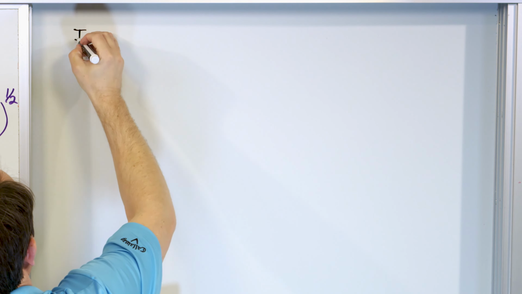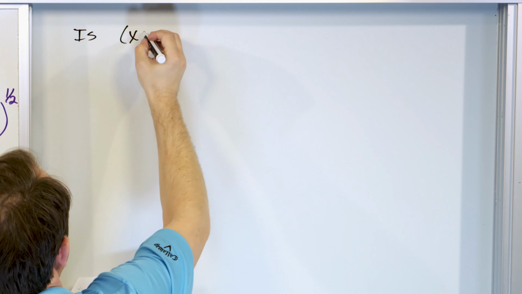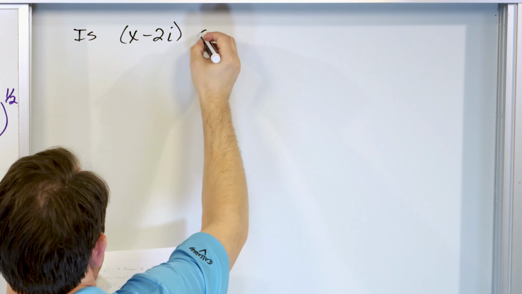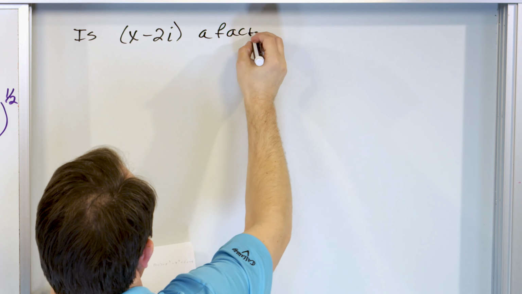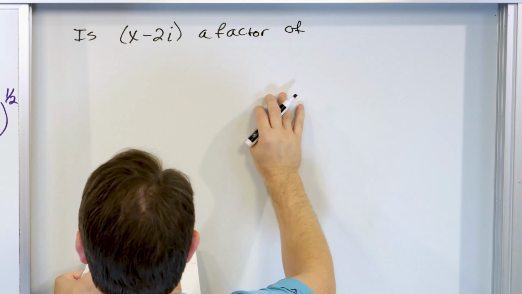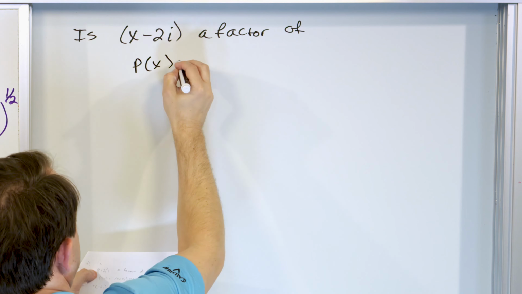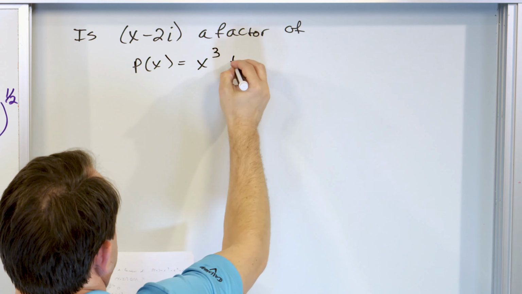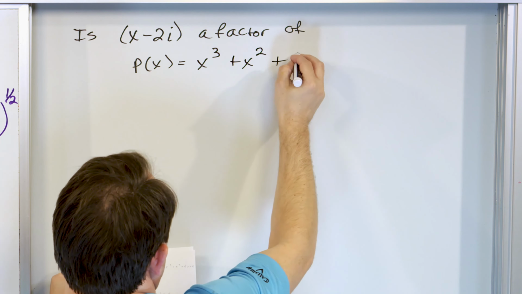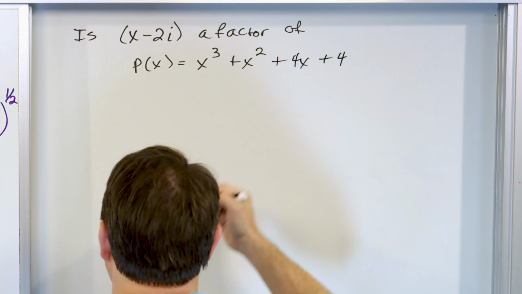Last question, and believe it or not, it's actually not as difficult as the one before. The question is: is the factor x minus 2i a factor of the polynomial p of x, x to the third plus x squared plus 4x plus 4? So is it a factor of that or not?